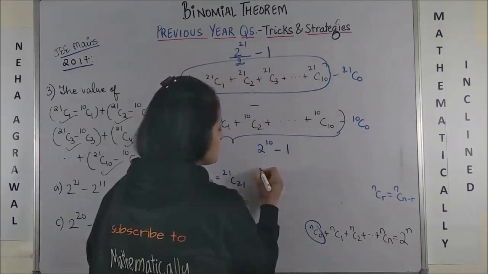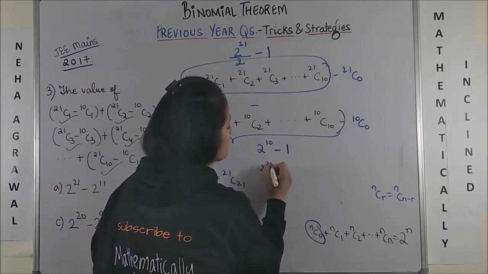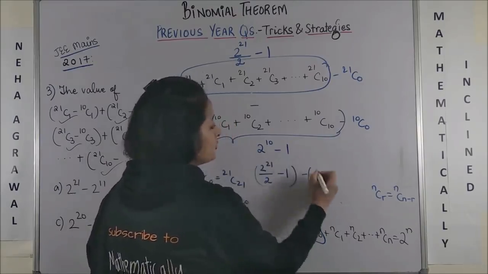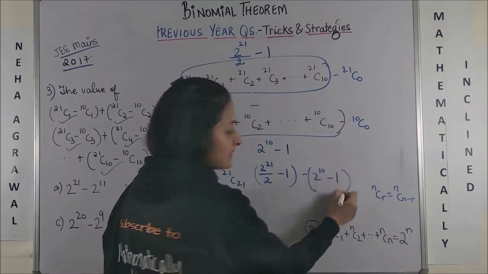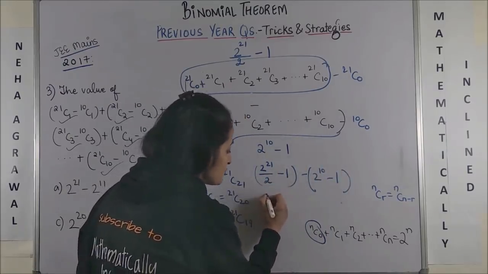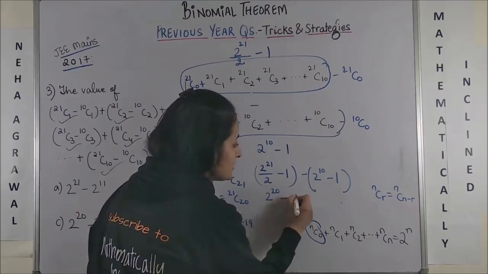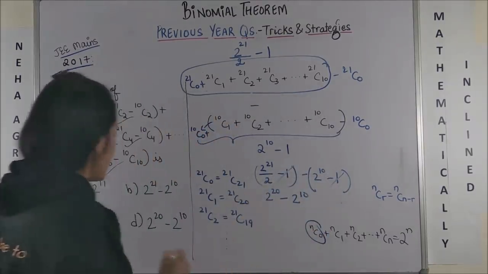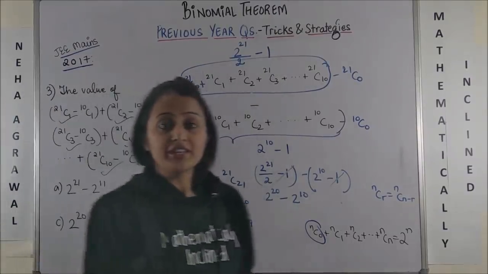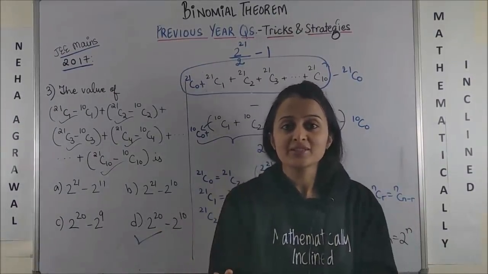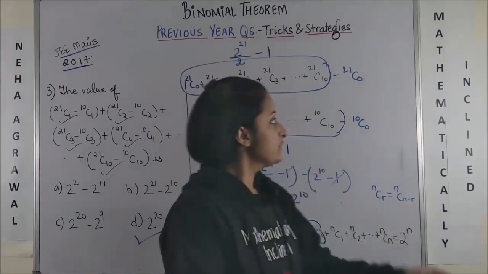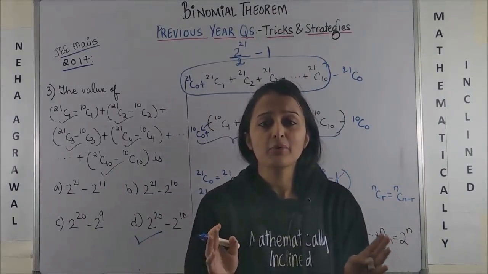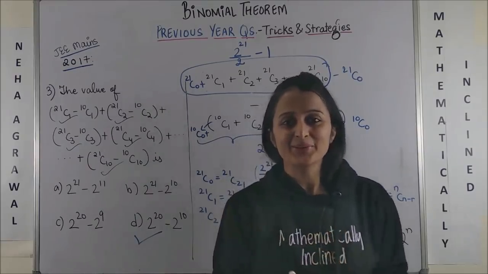So now that means we are left with 2 raised to power 21 upon 2 minus 1, minus (2 raised to power 10 minus 1), right? So this becomes 2 raised to power 20 minus 2 raised to power 10, because minus 1 and plus 1 get cancelled. And yes, this is option D. Trust me, explaining this question took longer, but if you have the idea of this concept, it does not take more than 2 minutes. Please make a note.